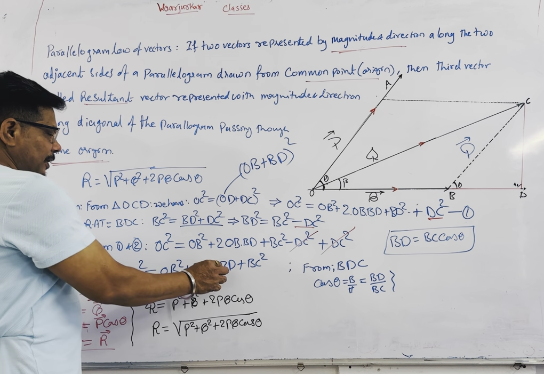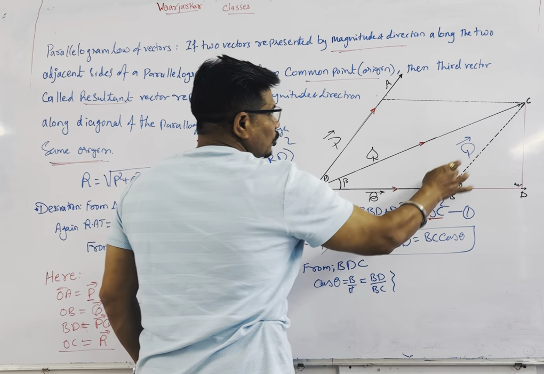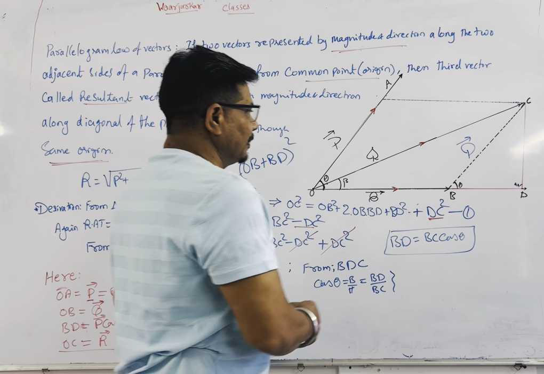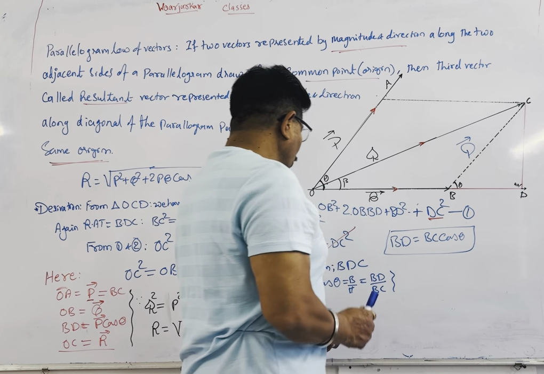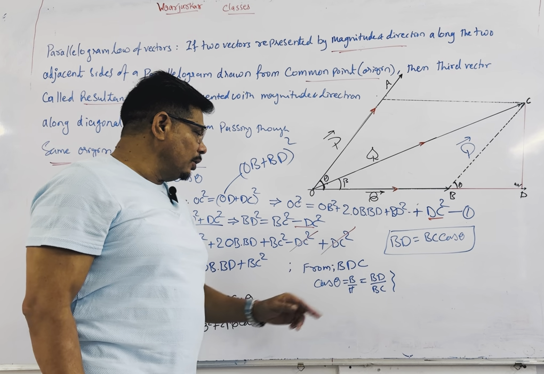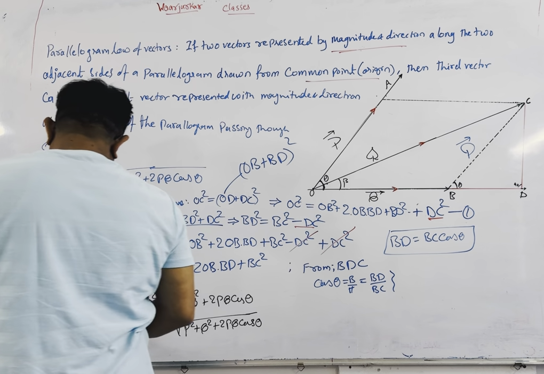Now another problem is, we know that OA is P vector, OC is R vector, but BD is unknown. So we will use the formula cos theta is equal to base upon hypotenuse. You will get BC. BC is what? That is P. So you will get all values.